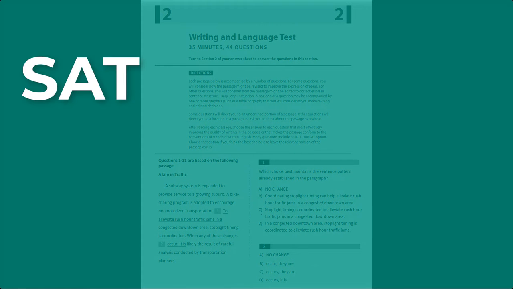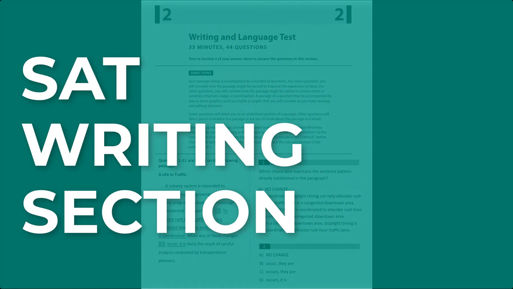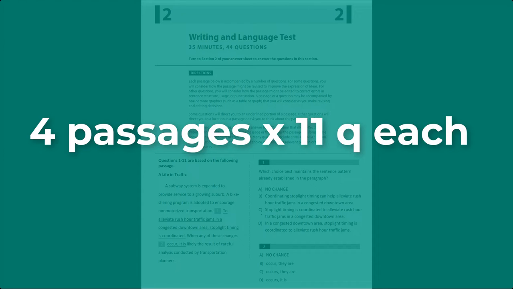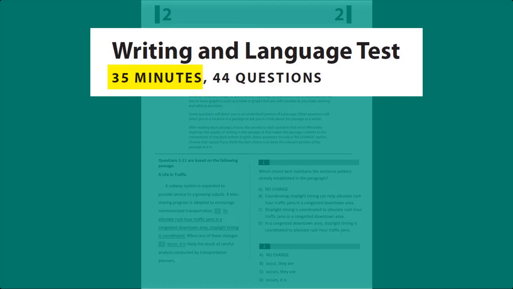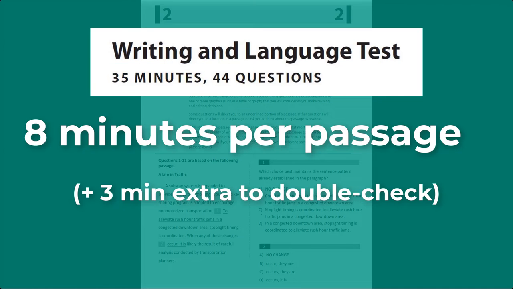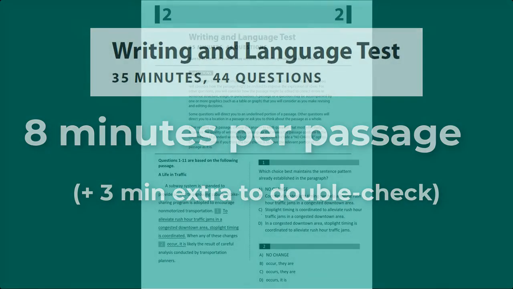So here we have an SAT writing section. There are 4 passages with 11 questions each, giving you 44 questions total. And you have 35 minutes to complete the whole thing, so that gives you about 8 minutes per passage with a little bit of time left over at the end to check your work.